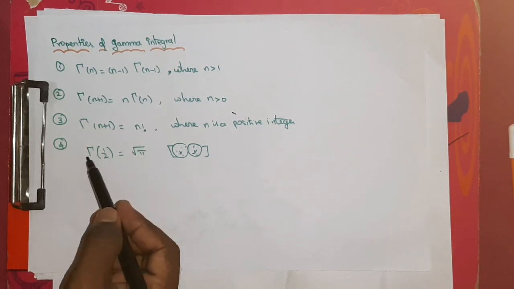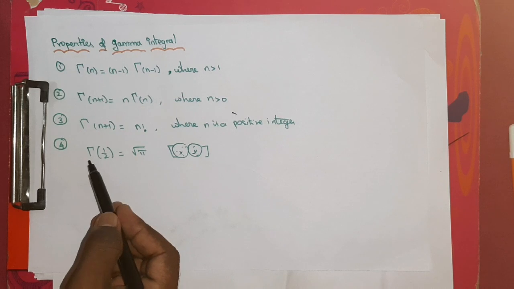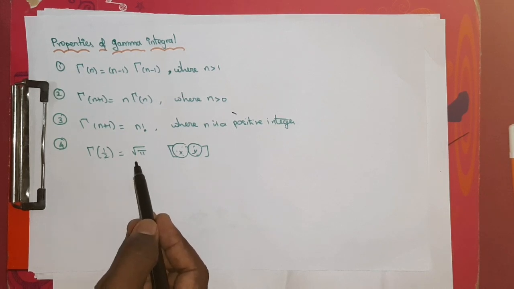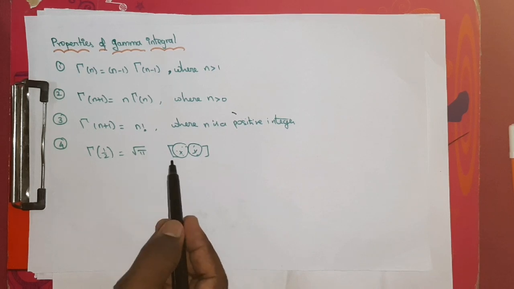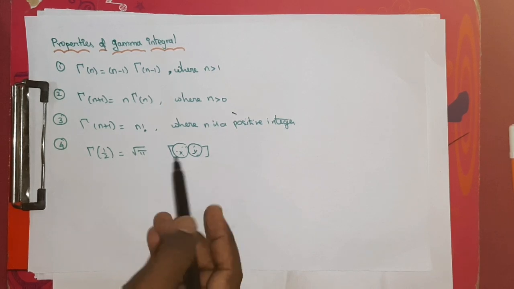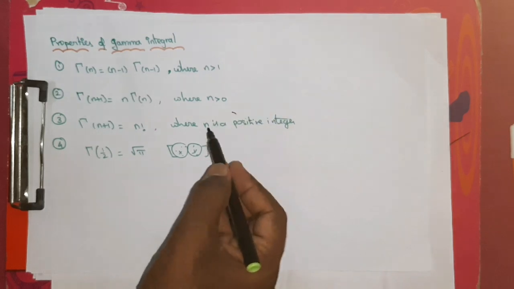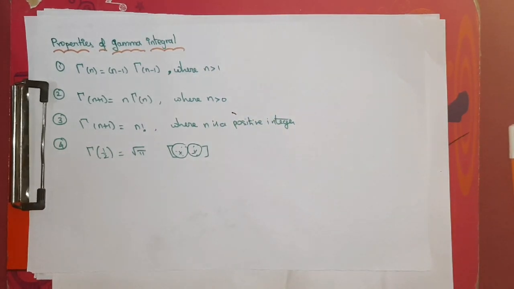So we don't have proof for this, but we have to learn it as a result. So gamma of 1 by 2 value is root pi, right? So gamma of 1 by 2 equal to root of pi. A very important result, keep in mind. Okay, so we are going to use the first formula and third formula in most of the sums. So keep in mind so that we can do the sums easily.